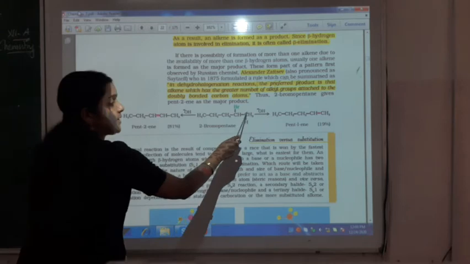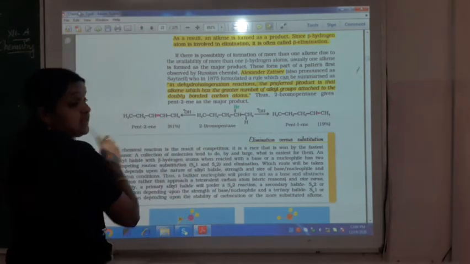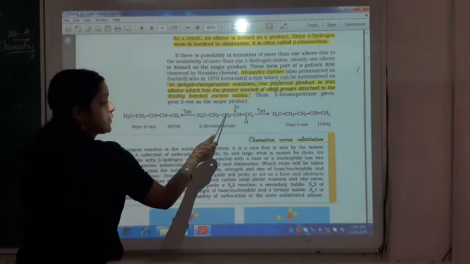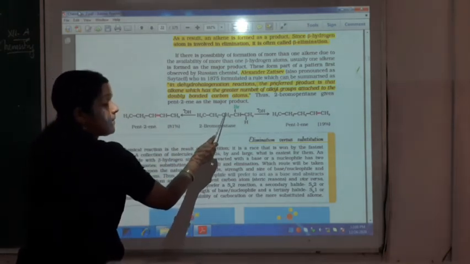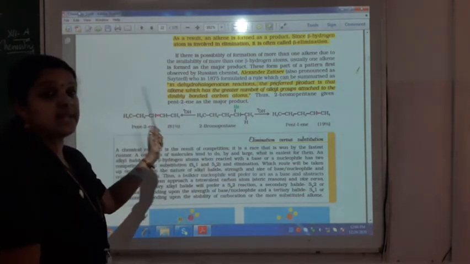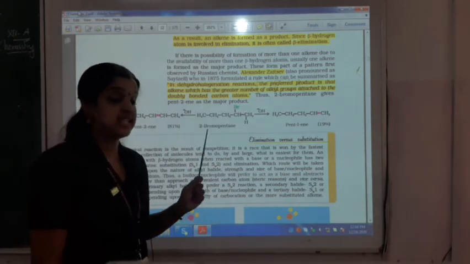If on this side I see only one alkyl group is present, but here there are more alkyl groups present, this is bulkier. So what happens? The double bond will be formed here. So hydrogen will be lost or removed from this carbon atom. This reaction we call beta elimination, and the process it follows is Zaitsev rule.